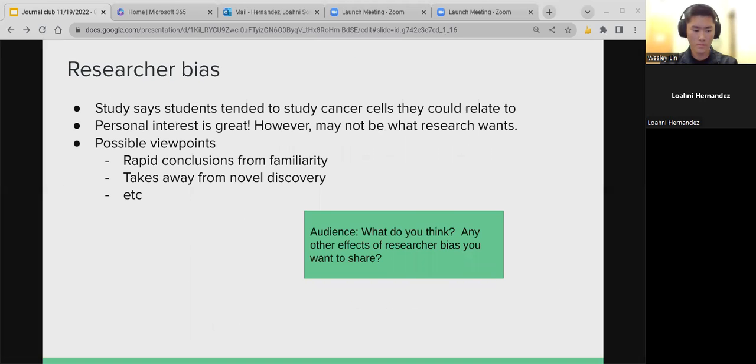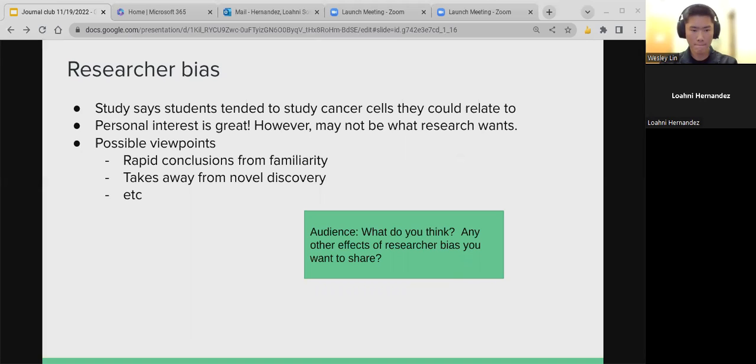Another factor that I wanted to highlight here is the research bias part of the experiment. The article indicated that the study allowed students to pick their three different cancers, which most of them were working with because they were familiar with someone they knew who had it. Basically, the students were familiar with these cancer cells just because they had a family member or a friend who was diagnosed with this type of cancer.